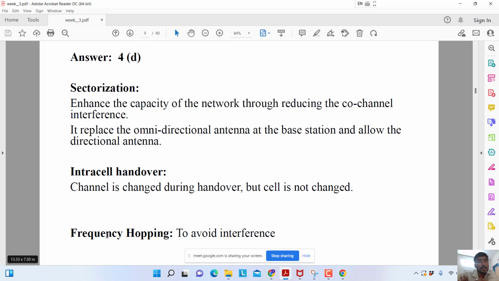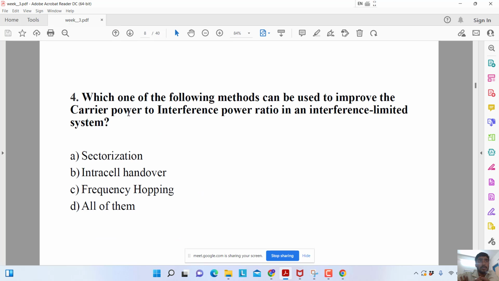Similarly, frequency hopping. The purpose of frequency hopping is to avoid interference. So all three options are helping us to improve the carrier power to interference power ratio. So the option will be D.